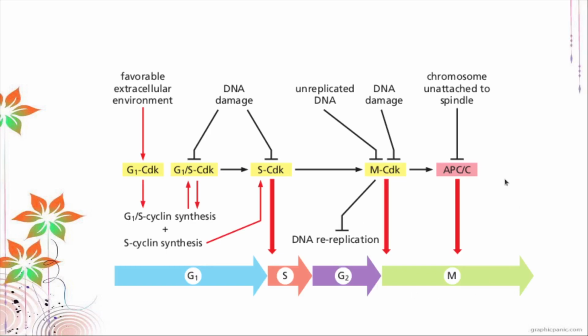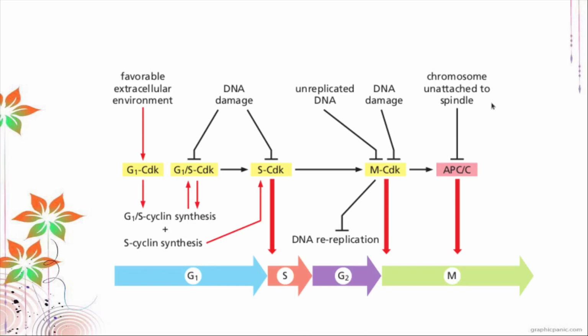So basically, that's the switch here. The MCDK stops the DNA replication and moves forward with the G2 and the M. What stops the MCDK is the unreplicated DNA and the DNA damage signal. So basically, that's that. And then the APCC complexes, which goes for the anaphase transition.